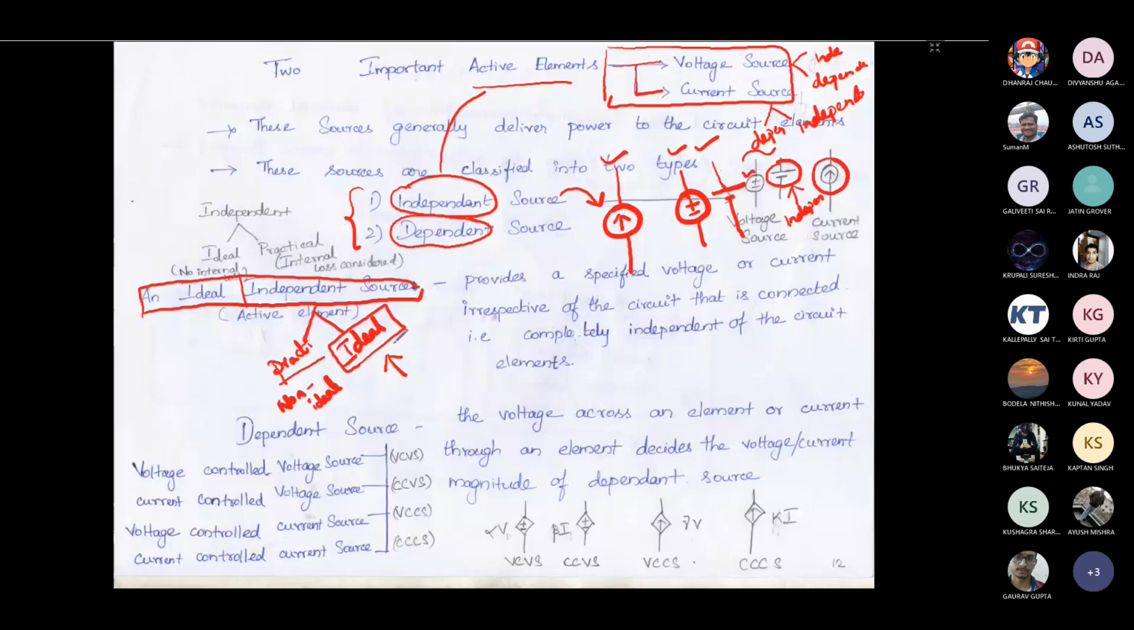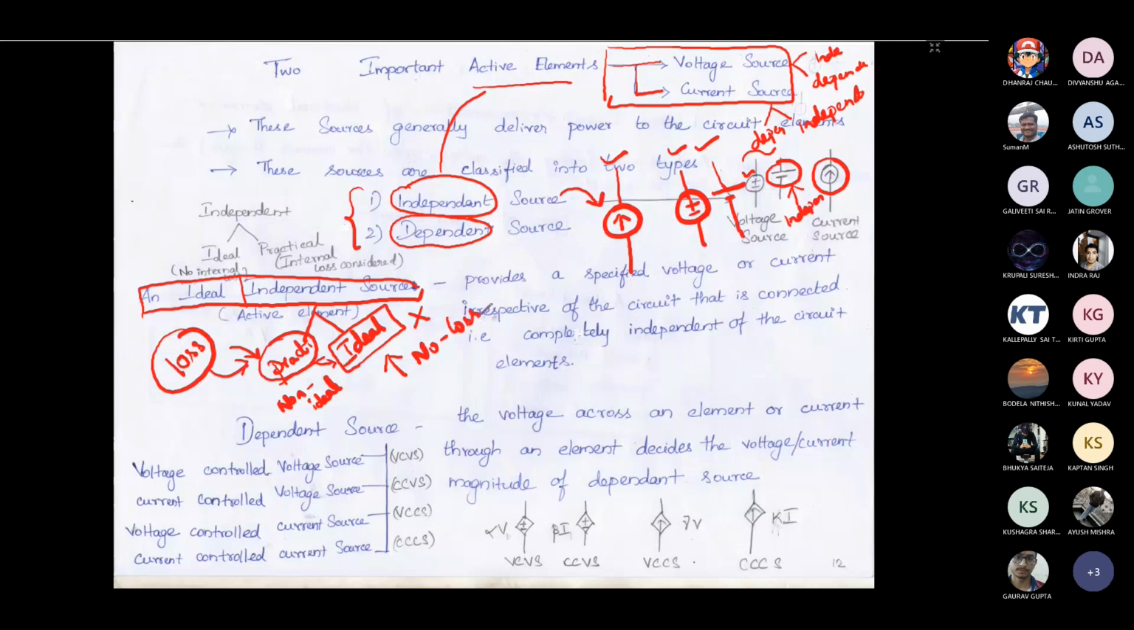But in general, ideal sources are not available, only practical sources are available. The difference between a practical source and an ideal source is that the practical source has its own losses within the source, whereas an ideal source is considered a no-loss source.